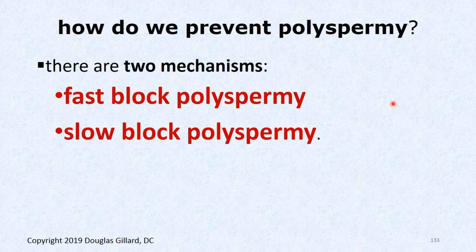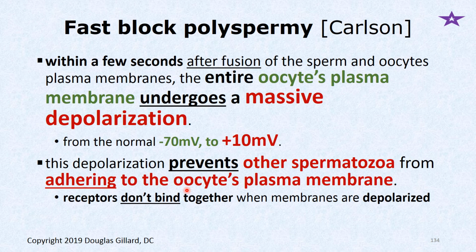Now we're getting back to that. So we need to talk about fast block and slow block. And I got that one slide out of place because we kind of talked about it a little bit. But let's talk about fast block polyspermy.